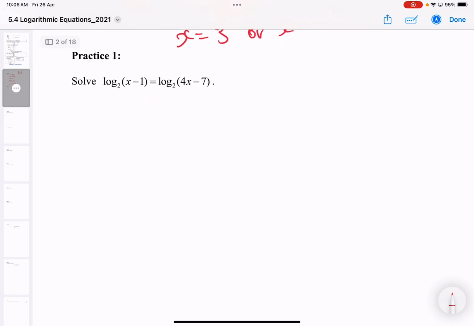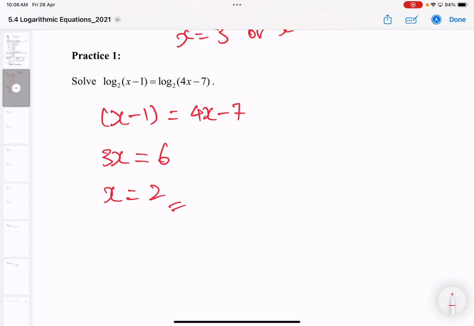Can you practice this by yourself? Just compare the result. When you're done, you can look up and check your answer with mine. This one I'm not going to spend too much time on. Okay, so when you're done with this, you can look up and check your answer with mine. Is it the same?